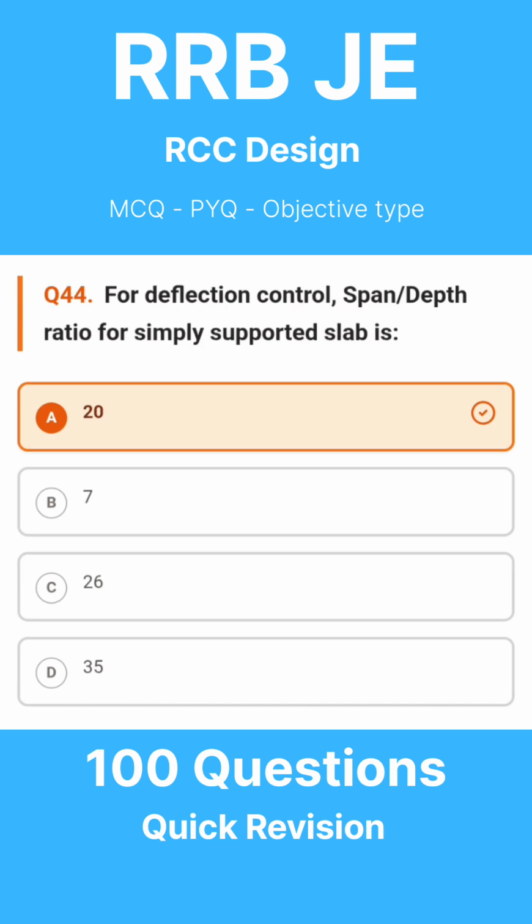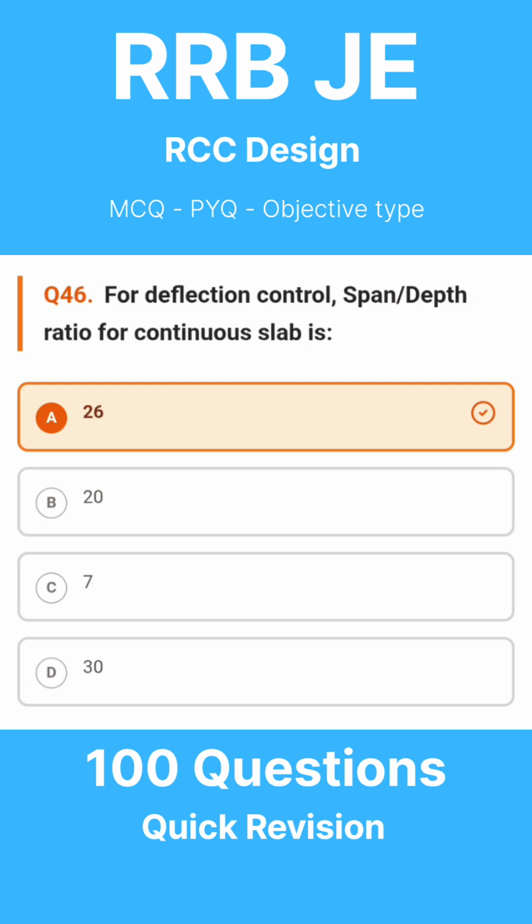Question 44. For deflection control, span divided by depth ratio for simply supported slab is. The correct answer is 20. Question 45. For deflection control, span divided by depth ratio for cantilever slab is. The correct answer is 7.